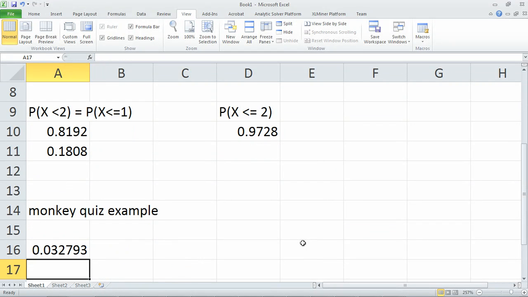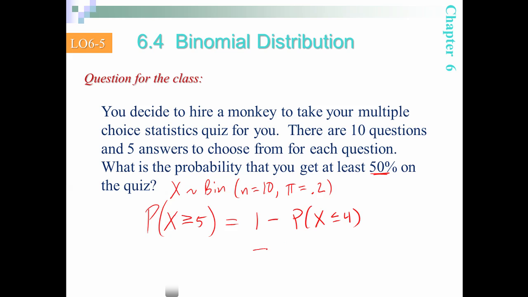So I get a small probability. Chances are pretty bad that I'm going to get a good score on the test if the monkey is randomly guessing. So that's all I've got for this video.